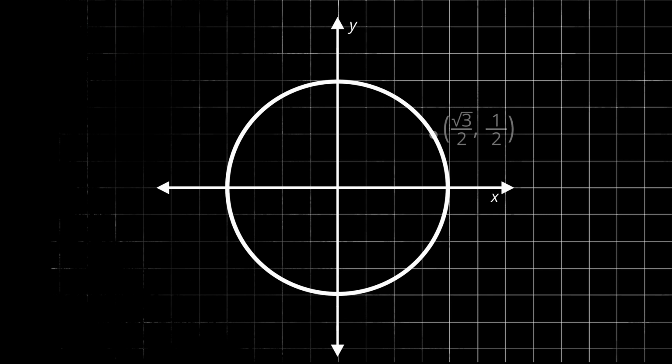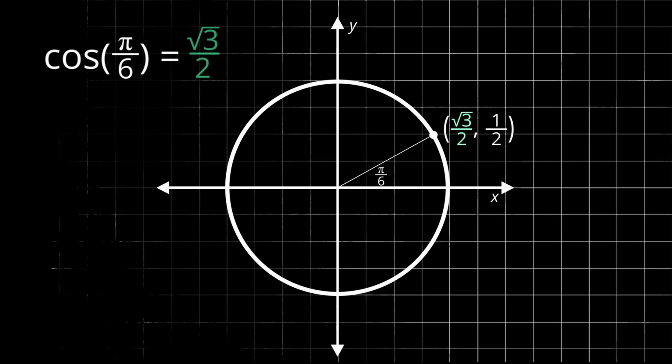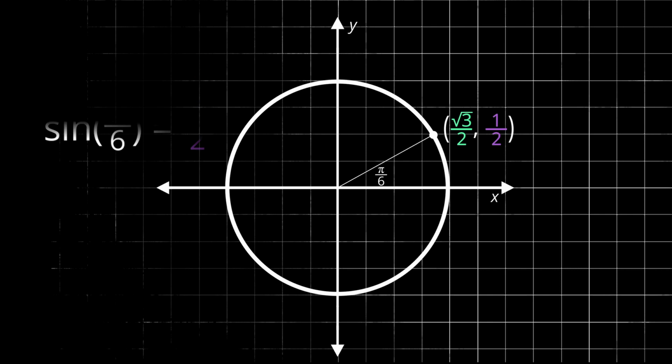The point (√3/2, 1/2) is a point on the unit circle. Connecting this point to the center creates a 30-degree angle. Or if we use radians instead of degrees, then it's π/6. So the cosine of π/6 is √3/2, and the sine of π/6 is 1/2. Is this just some math magic? Let's explore why this is true.